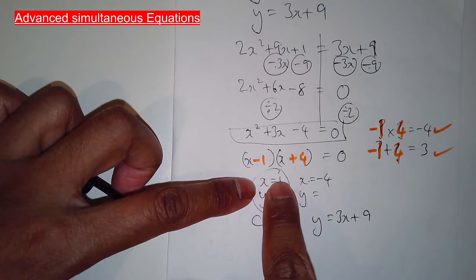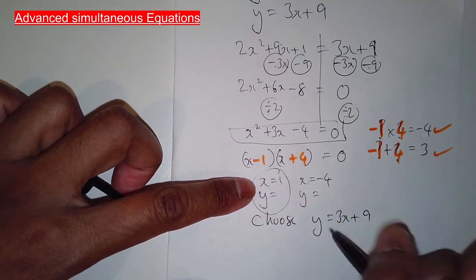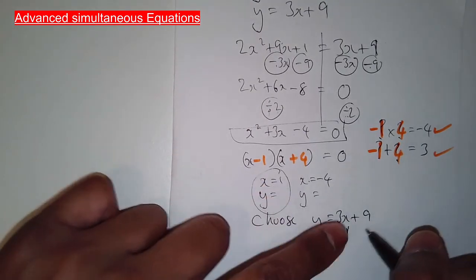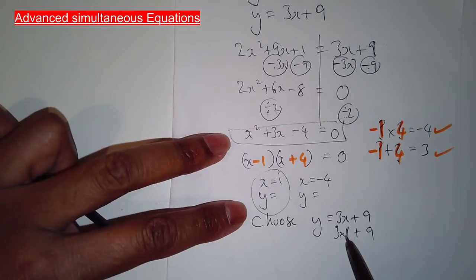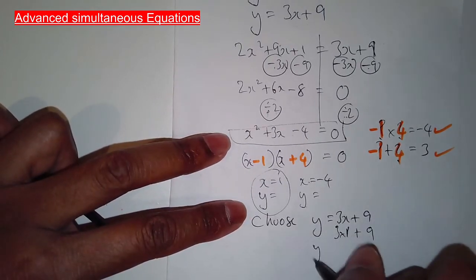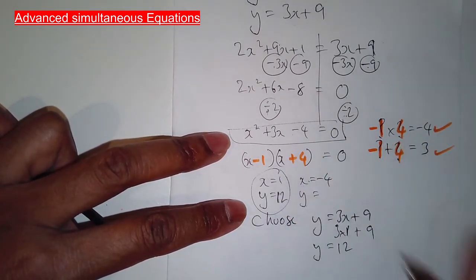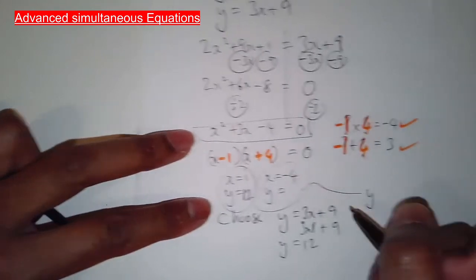Right, when x is 1, what's the value of y? So that's 3 times, replace the x with 1, add 9. 3 times 1 is 3, 3 add 9 is 12. Y is equal to 12. So that's 12 from here, yeah? Let's do this one now. Choose the same equation.